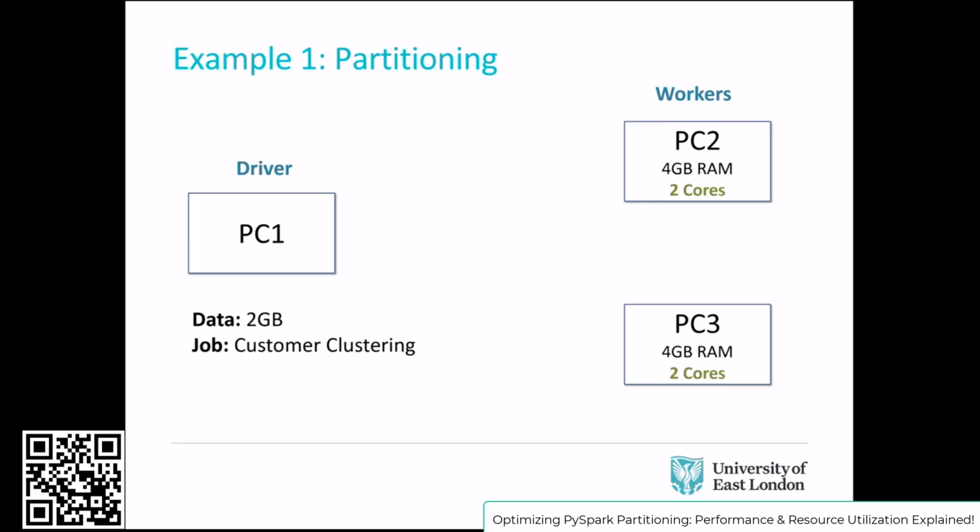Okay, your turn. We have 2 cores on each PC and 4 gigabytes of memory. So you have 2 gigabytes of data. We want to do customer clustering. You want to run machine learning on data which is 2 gigabytes. So how do you split it? How many partitions do you think is the right choice for this case?